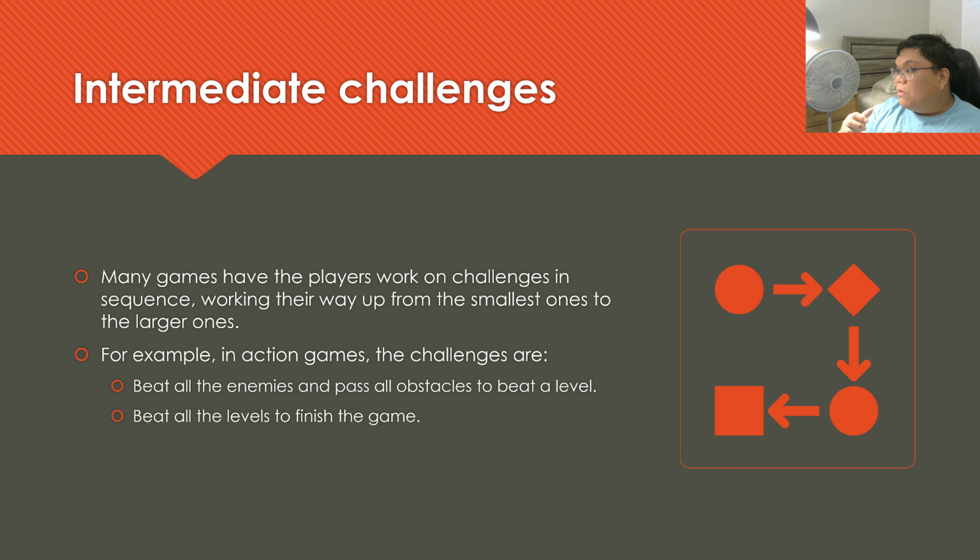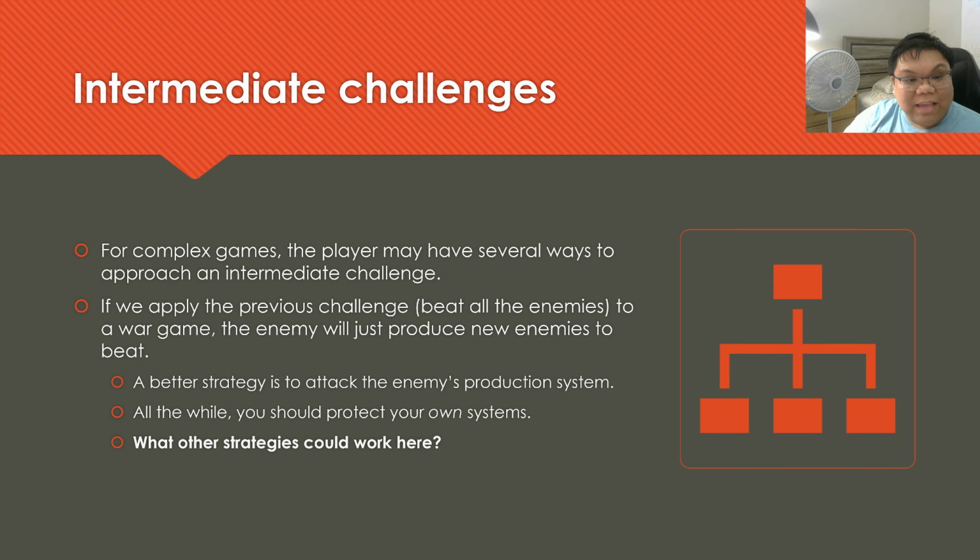Many games have the player work on challenges in sequence: do this challenge, and then after that, you unlock the next challenge, and the next one after that. In action games, the challenges may be to beat all the enemies and pass all obstacles to beat a level, and then beat all levels to finish the game. They can also be in sequence. For complex games, the player may have several ways to approach an intermediate challenge. Just look at how people beat the shrines in The Legend of Zelda: Breath of the Wild and Tears of the Kingdom.